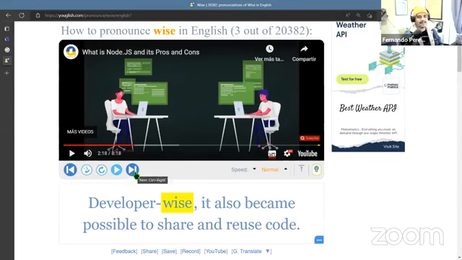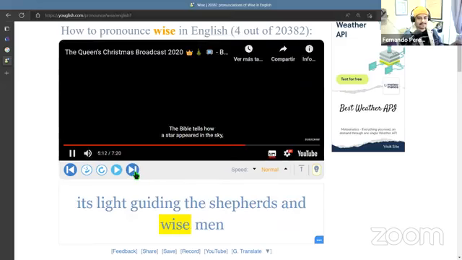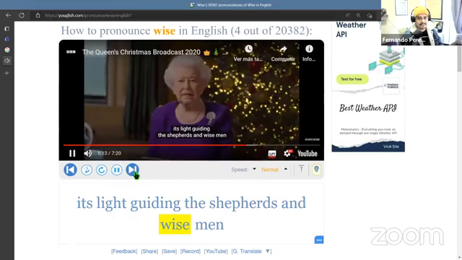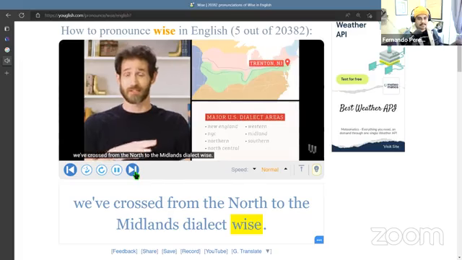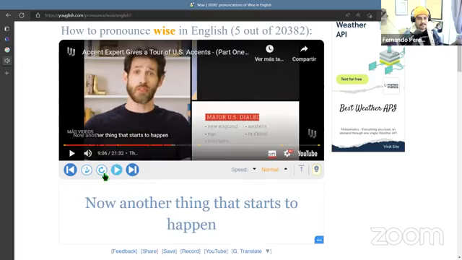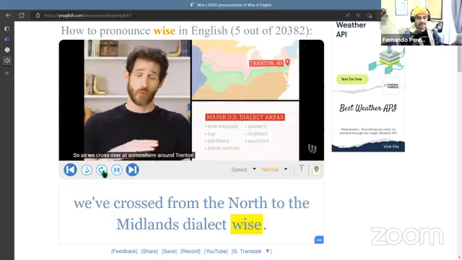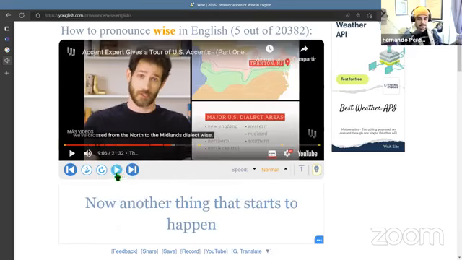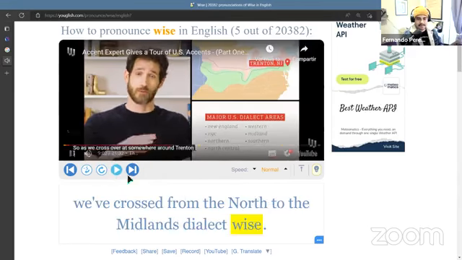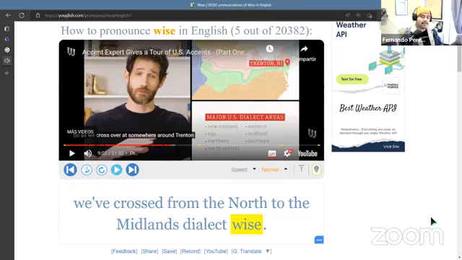Let's find another. Trenton, we've crossed from the north to the Midlands, dialect-wise. No. Okay. Trenton, we've crossed from the north to the Midlands, dialect-wise. It's a very good example. Trenton, we've crossed from the north to the Midlands. We are talking about different sections of a continent. Dialect-wise.